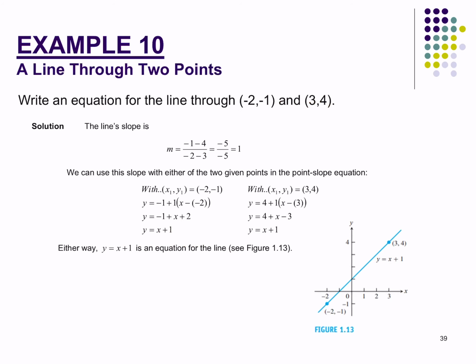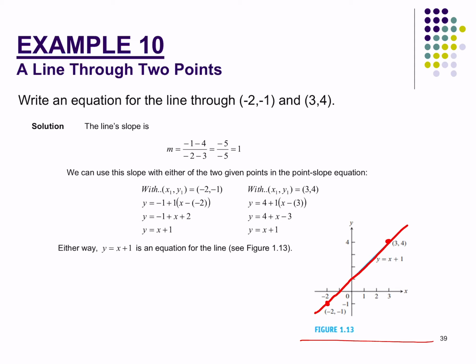All right. Next example, we have a line passing through two points. Find the equation for the line through minus 2, minus 1, and the second point 3, 4. So in this case, let's focus on the figure first. The first point is minus 2 and minus 1, and the second point is 3 and 4. Then you are asked to find the equation of the line that's passing through these 2 points.